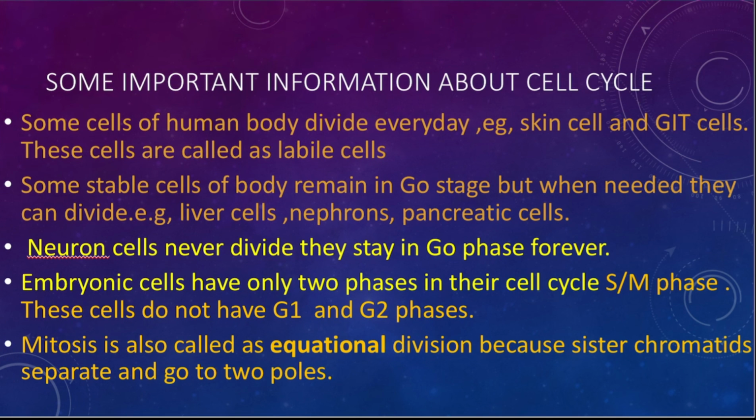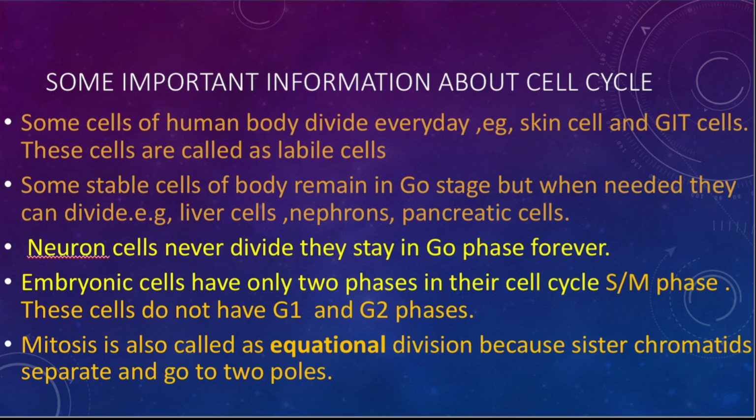Some important information about the cell cycle. Some cells of the human body divide every day, for example skin cells and GIT, gastrointestinal tract cells. These are called labile cells. Some stable cells of the body remain in G0 stage, but when needed they can divide, for example liver cells, nephrons, pancreatic cells. Neuron cells never divide. They stay in G0 phase forever.